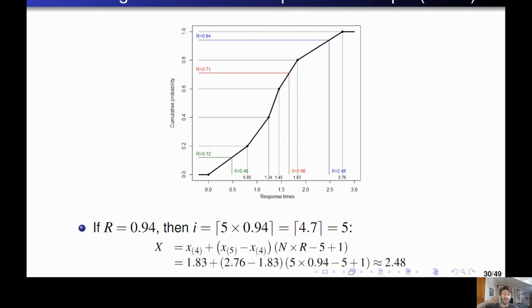And then I'm going to do my inverse linear transformation operation in the fifth interval. So I'm going to use the fourth and the fifth of the observations to determine the distance of the last interval. And I'm multiplying this with the decimal part of 4.7, which is 0.70. So 0.70 multiplied with this distance and added to 1.83, the produced random variate is approximately 2.48.